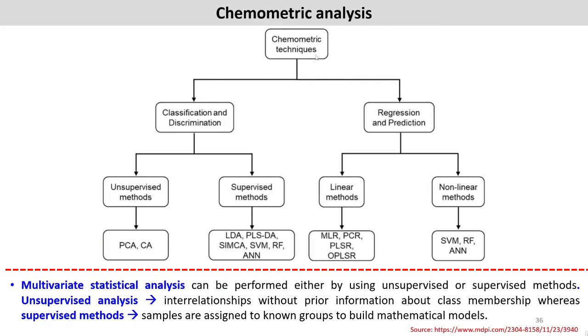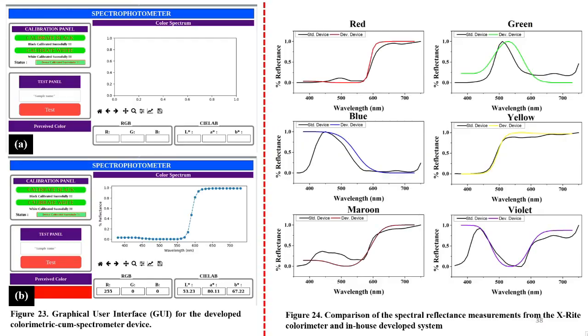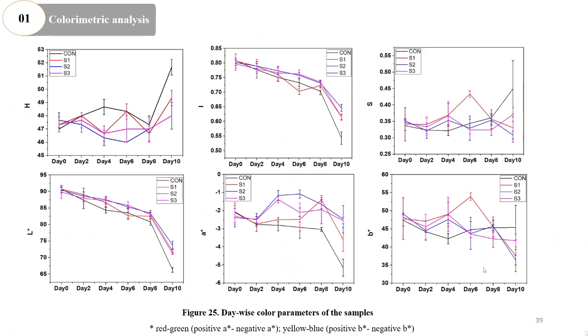If you look into the chemometric analysis, we have all the AI techniques that may be employed, but we have restricted ourselves to a specific system. Okay, so coming to the results, this is the software, what it looks like, and in the spectrometer we are getting the spectral components along with the color parameters. On the right hand side in figure 24 you can see the spectral components from the standard device and the developed device, shown over here.